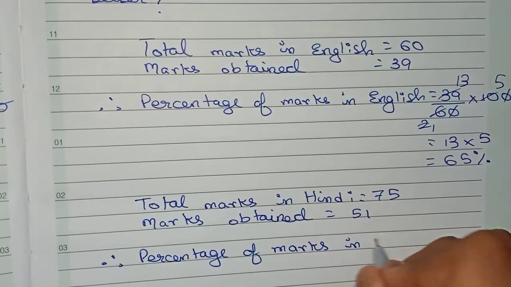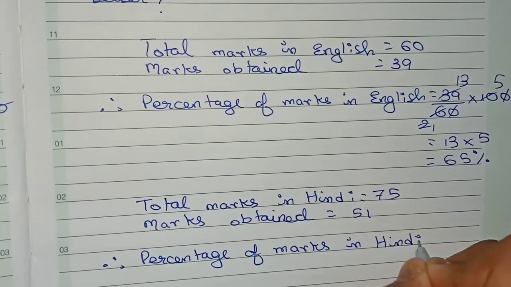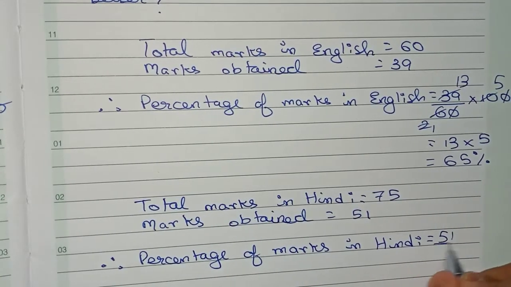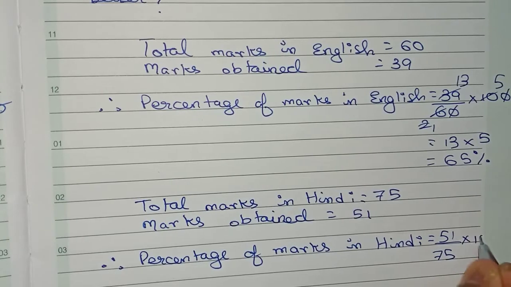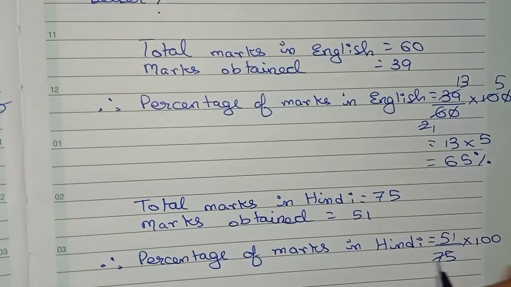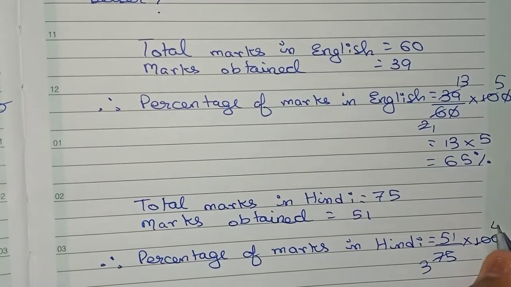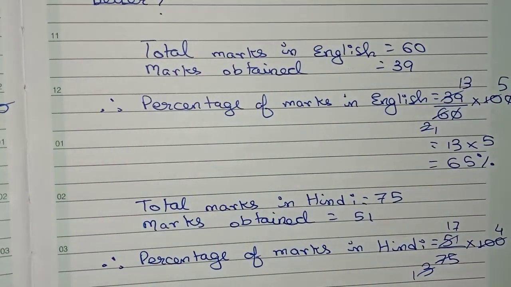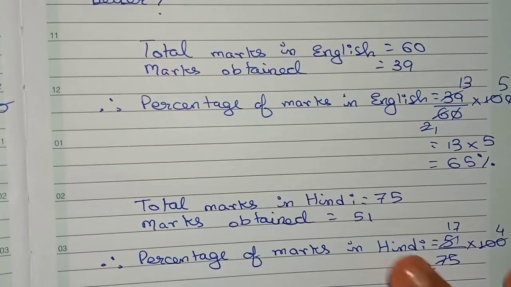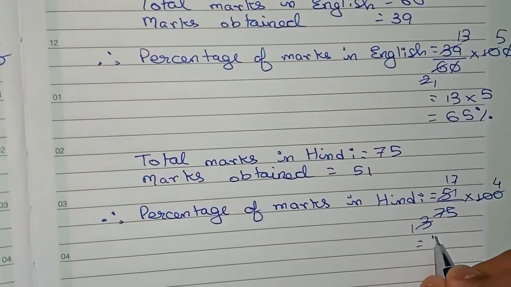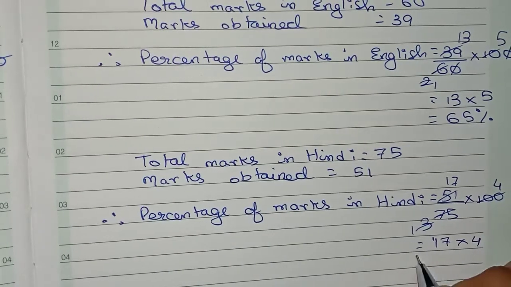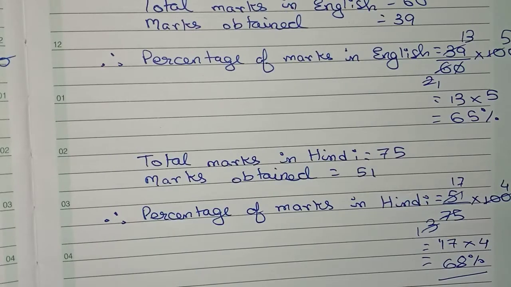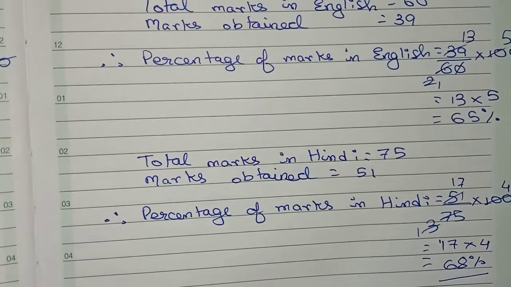Percentage of marks in Hindi equals to. Similarly, you write 51, that is the marks obtained, by 75 total, into 100. So first you cut 75 and 100 by 25, it becomes 3 and 4. Now you cut 3 and 51, it will become 17. So it becomes 17 into 4, which is equal to 68%. So therefore the percentage obtained in Hindi is 68%.